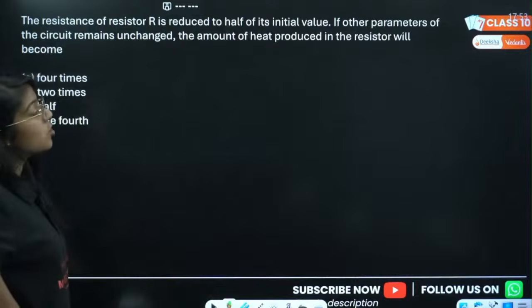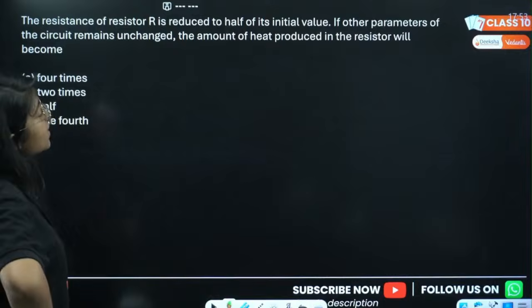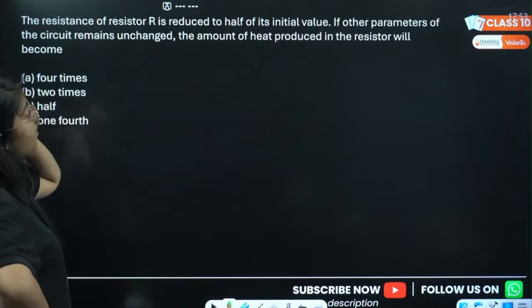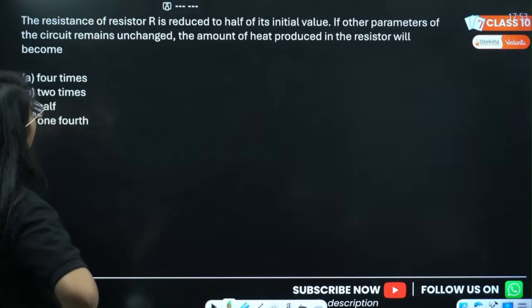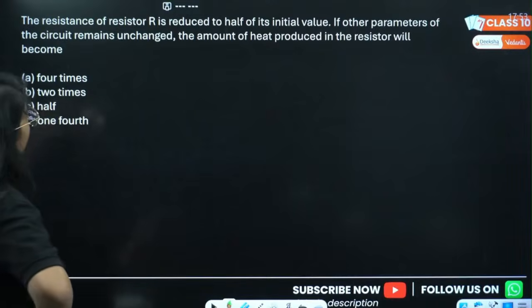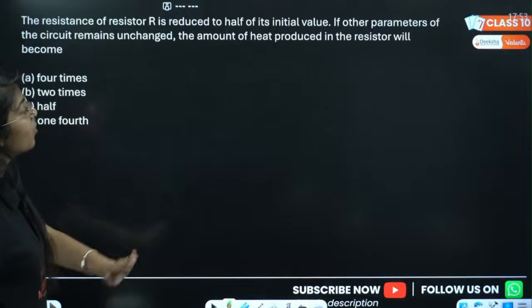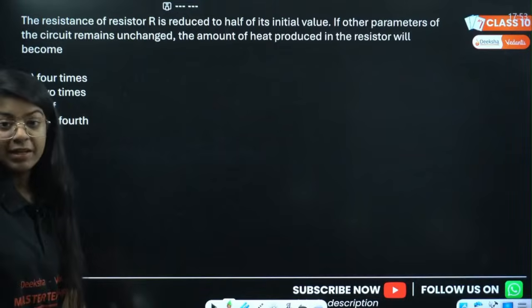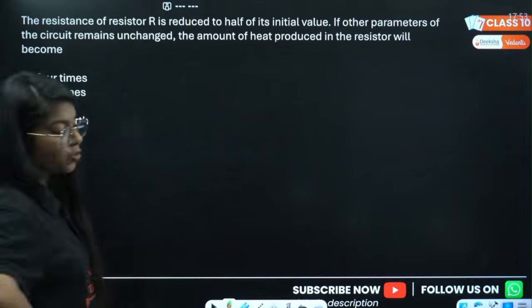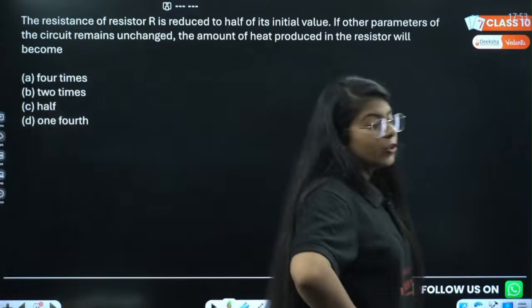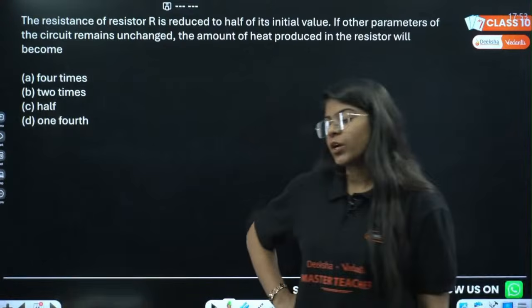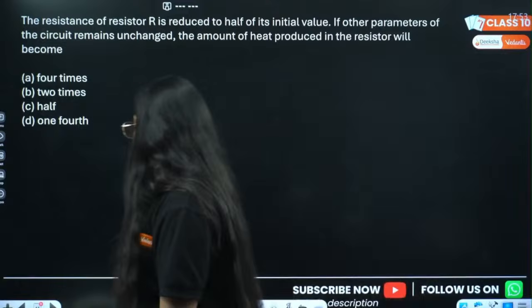The resistance of resistor R is reduced to half of its initial value. If other parameters of the circuit remain unchanged, the amount of heat produced in the resistor will be what? Can you guys solve this question? I'll give you 1 minute.